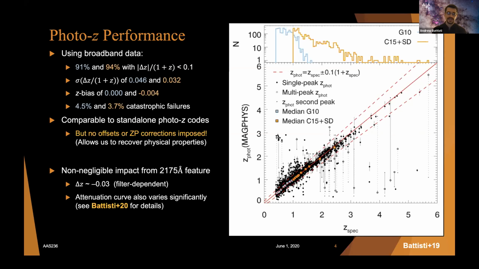But a notable thing is that we are not imposing any tuning of the data to fit these redshifts. This is something that often occurs in dedicated photo-z codes, and this is what is allowing us to recover physical properties. And a notable aspect that came out of this result was that the 2175 angstrom absorption feature leads to a bias in photometric redshifts that had to be accounted for in our models. If you're interested, there's a paper that was published earlier this year where you can find the details on that.